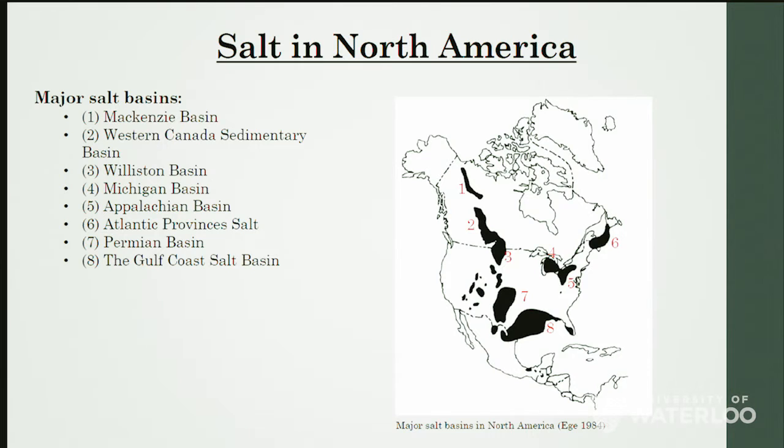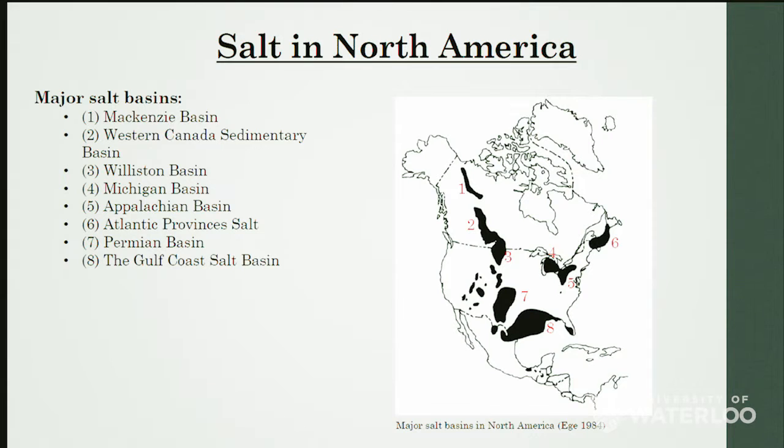In North America, there are 8 major salt basins, and you can see them as a black shaded area on the figure on the right-hand side. Number 1 on the top is Mackenzie Basin. This is in the Northwest Territories, and we won't be focusing on them in this presentation. Number 2 is Western Canada Sedimentary Basin. This covers Alberta, which is a good site for salt caverns, as Mohammed mentioned in his presentation.